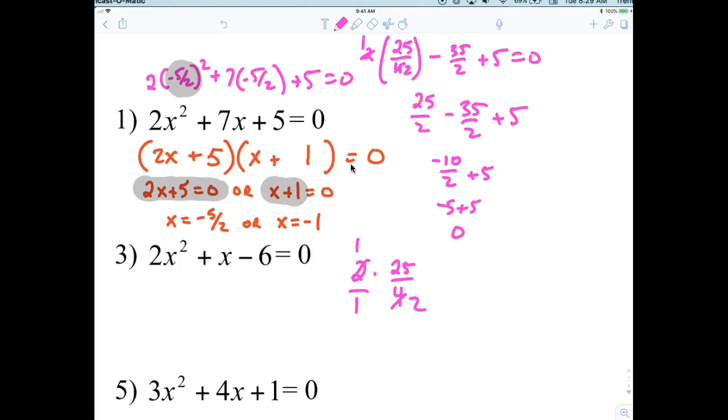Honestly, part of the reason I'm doing this is that you should be excellent at fractions. I know it's been a while.